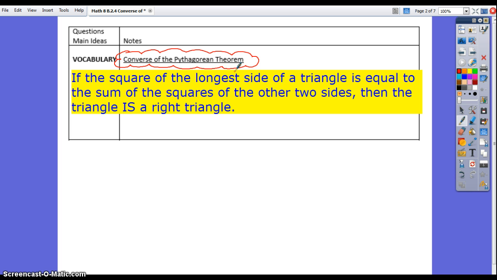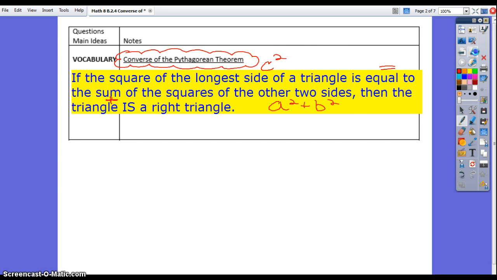If the square of the longest side, so that's c squared, of a triangle is equal to the sum, a sum is the answer when you add, of the squares of the other two sides, that means a squared plus b squared. So they're just explaining it in different words. If one side equals the other side, then it is a right triangle. If the two numbers are not identical, then no matter what you do, you cannot use those lengths of a side to make a right triangle.